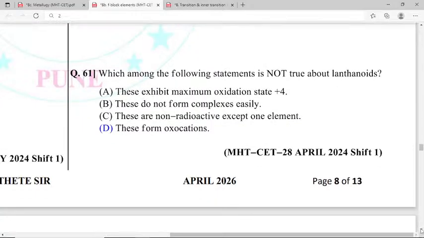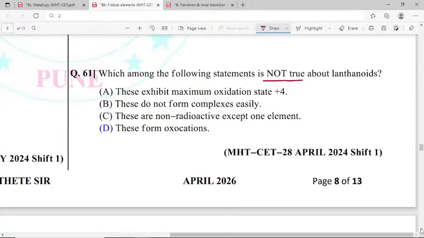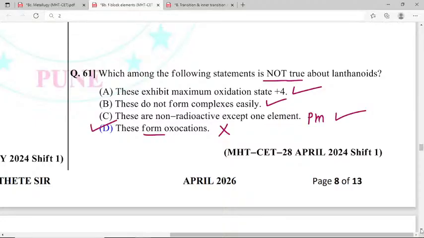Which statement is not true about lanthanoids? These exhibit a maximum oxidation state of +4, correct. These do not form complexes easily, correct. These are non-reactive except one element, yes, correct. That one element is promethium. And these form oxocations. No, lanthanoids do not form oxocations. This is wrong, not true. This is your answer.